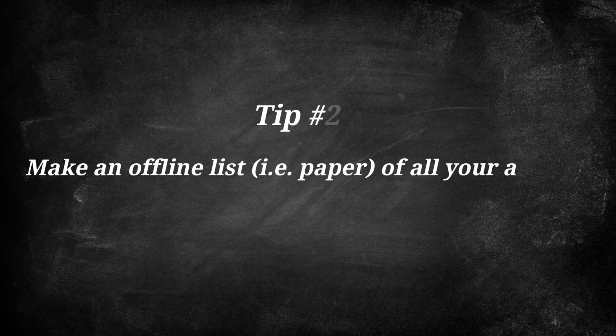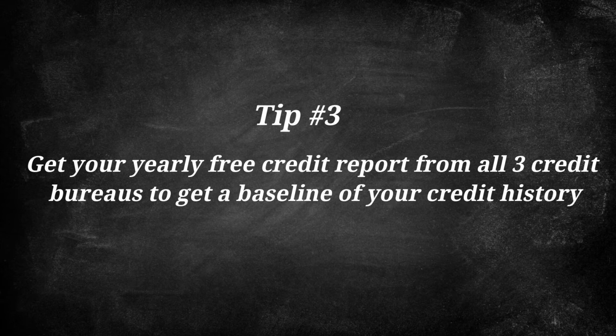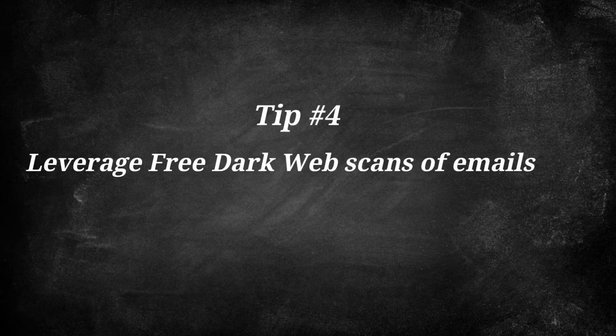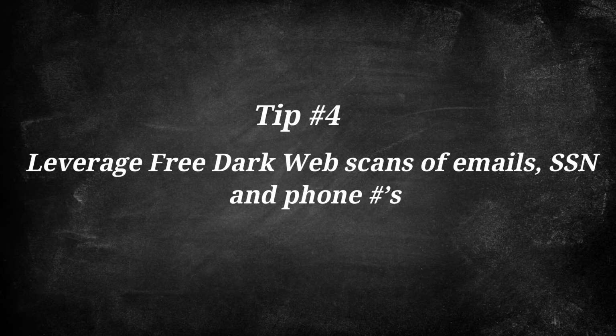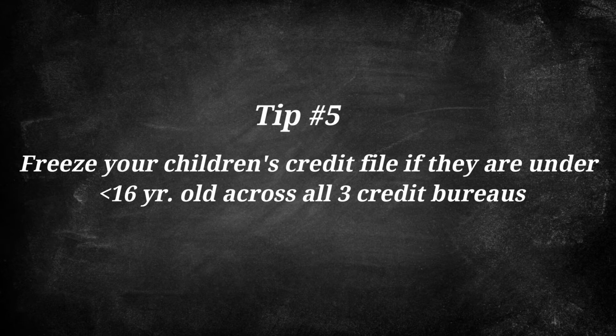Number 2. Make an offline list on paper of all your accounts and passwords and store in a secure location. Number 3. Get your yearly free credit report from all 3 credit bureaus to get a baseline on your credit history. Tip number 4. Leverage free dark web scans of emails, SSNs, and phone numbers that are available from several vendors. Tip number 5. If you do have kids, freeze your child's credit file if they're under the age of 16 across all 3 credit bureaus.